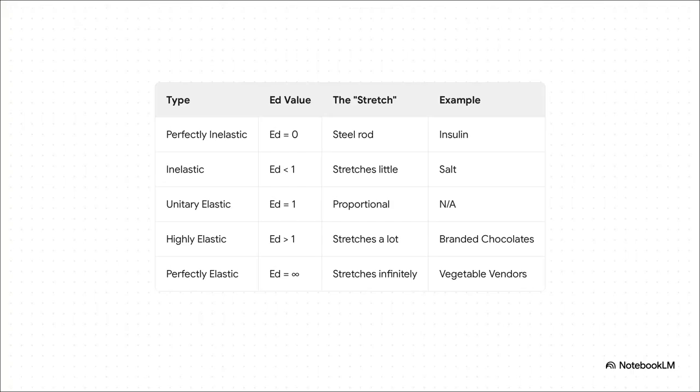So this table here lays out that whole spectrum for us. Let's walk through it. So at the very bottom, you have perfectly inelastic. That's when the value is 0. The perfect example is life-saving medicine, like insulin.